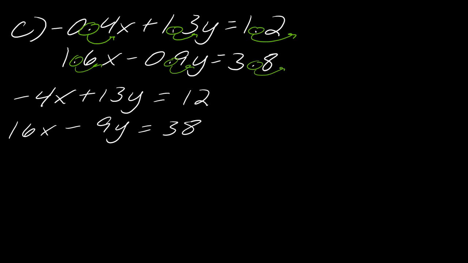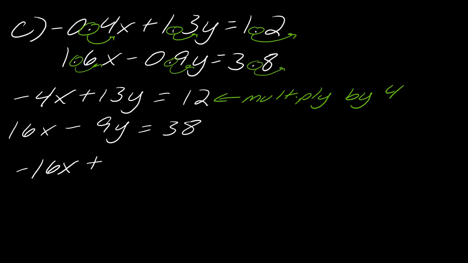Okay, so now we can use whatever techniques we want to finish this off. I am going to use elimination again, and I'm going to multiply this problem by 4 so that I can drop out the x's. So if I do that, I'll get negative, oops, let me grab the white pen. I'll get negative 16x plus 52y equals 48. And then I still have the other equation.